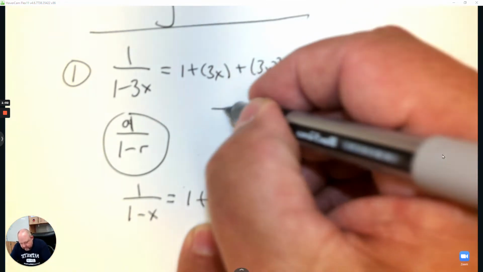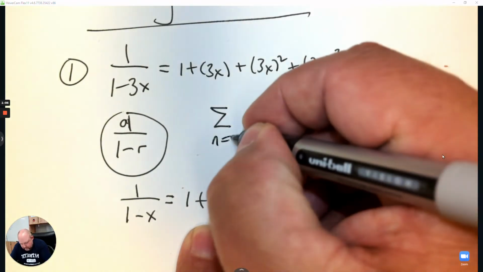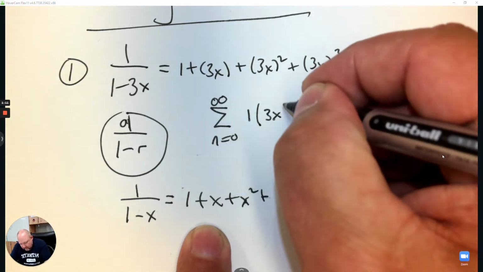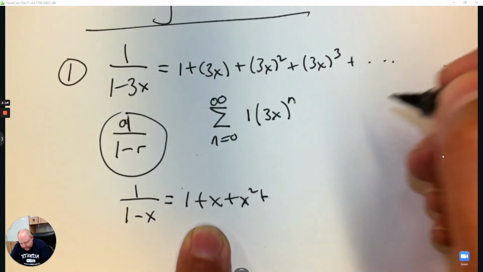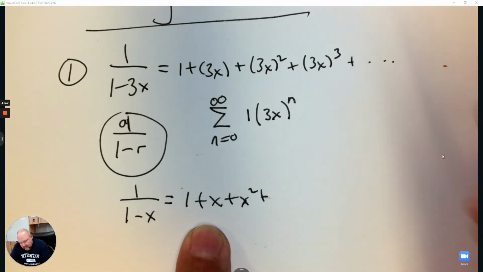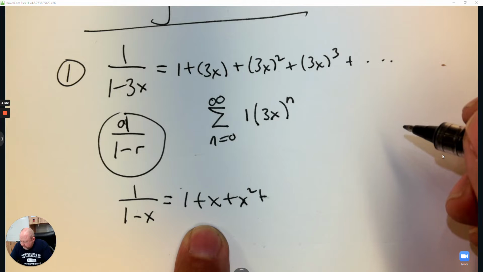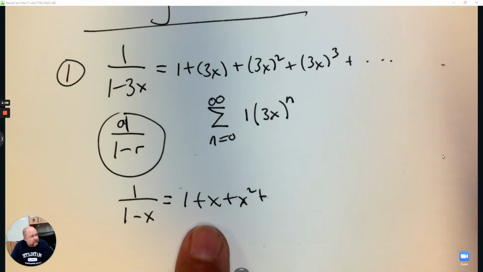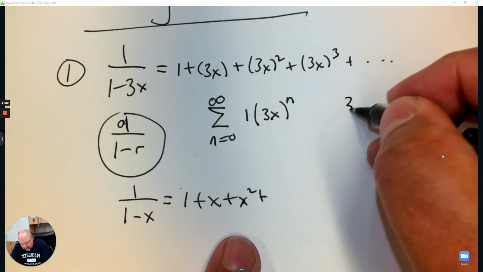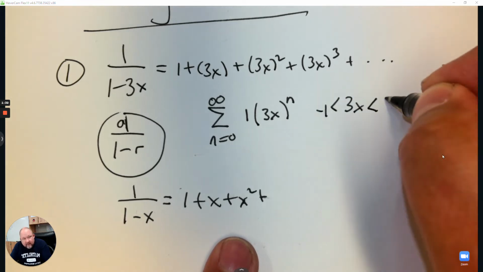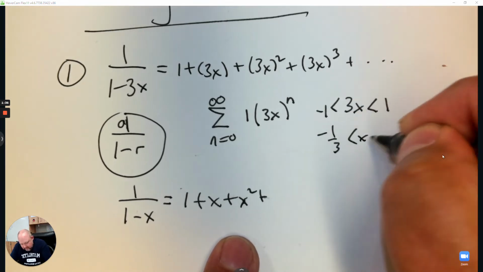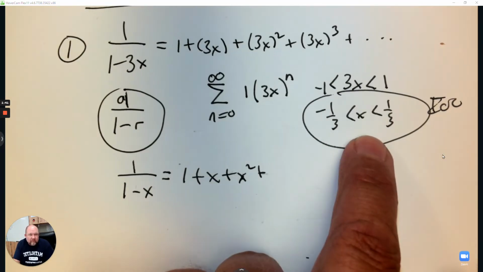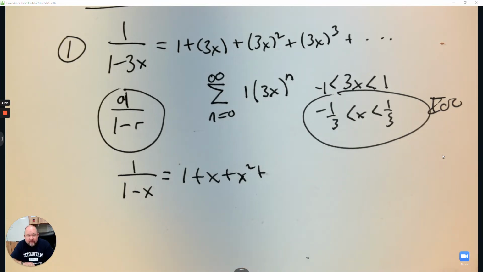If I write this in sum notation, we have the first term, we have the common ratio to the exponent n, and the interval of convergence, you would take 3x between -1 and +1 when you divide by 3 to get x by itself. That's what's called the interval of convergence. So when x is between -1/3 and 1/3, that's when it converges.